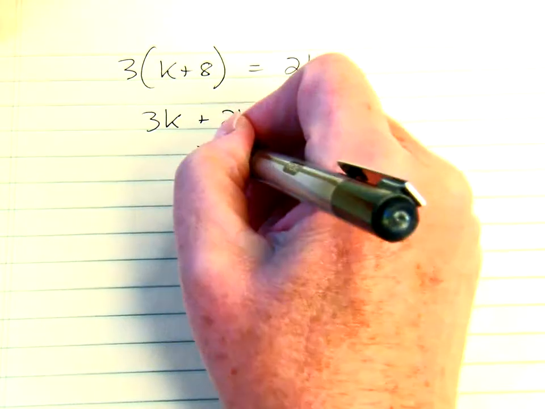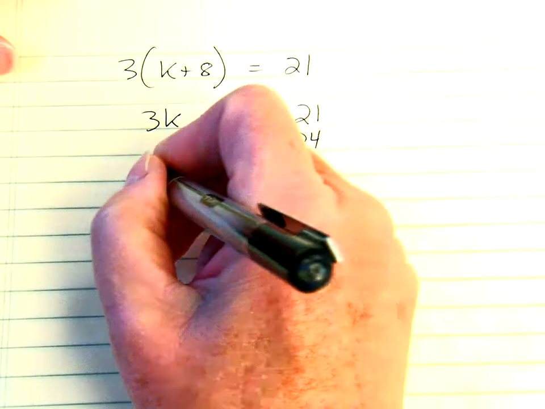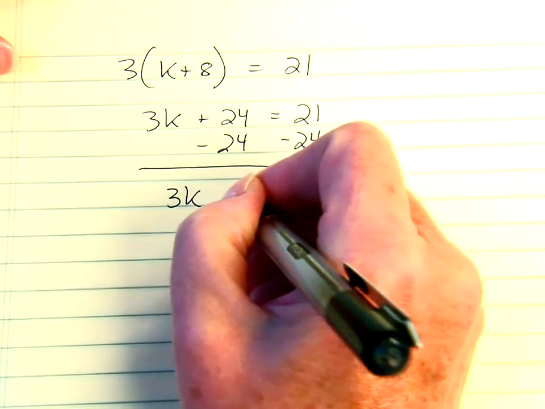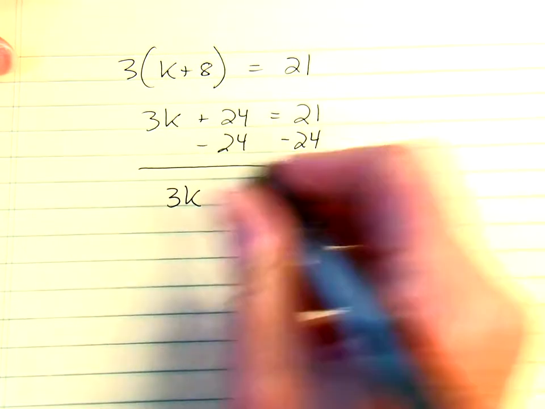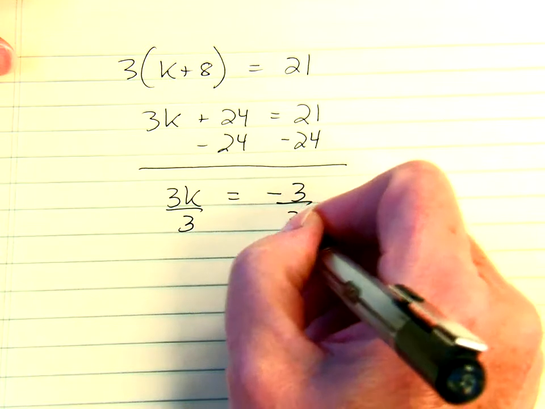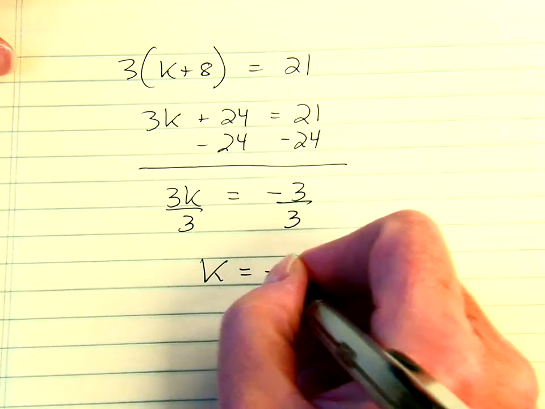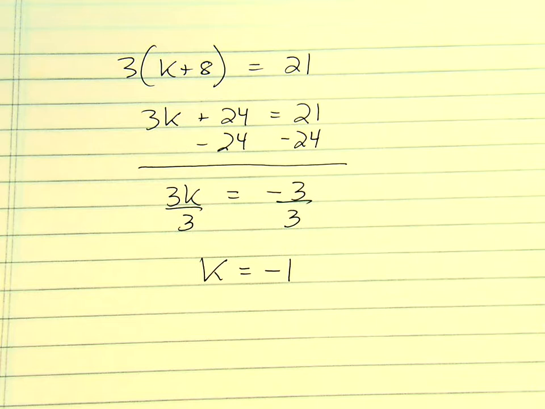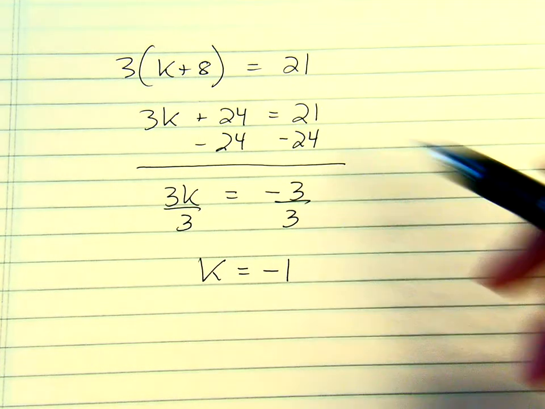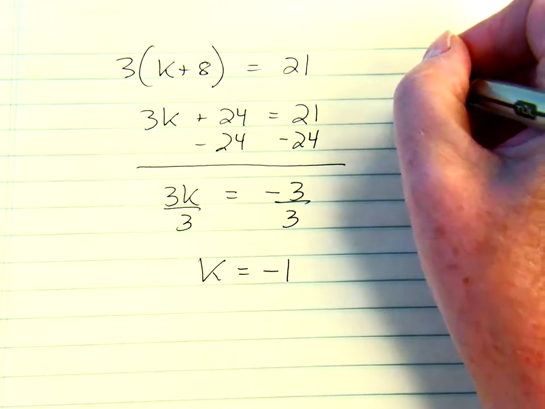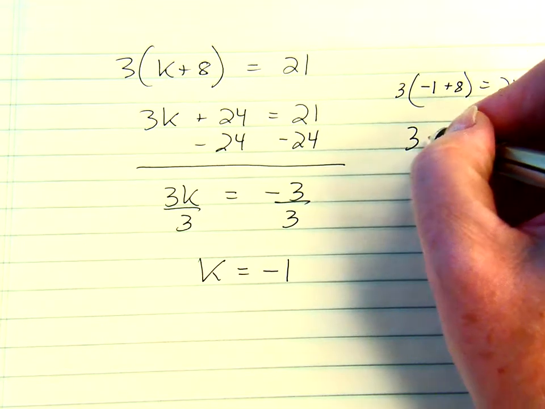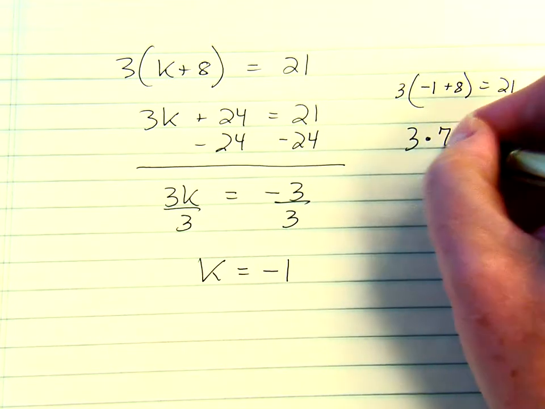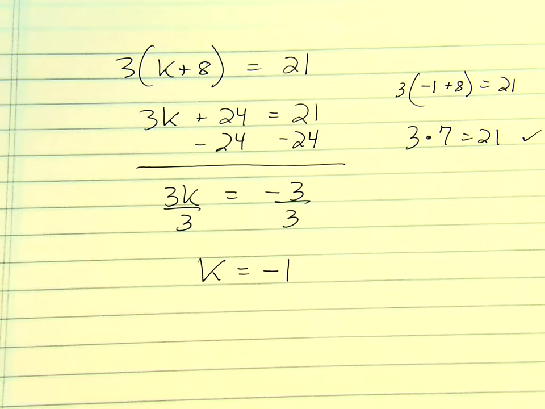We are going to subtract our 24 from both sides, leaving us with 3k equals, and 21 minus the 24 is going to give us a negative 3, dividing both sides by 3, giving us k is equal to negative 1. And once again, if you have any questions or doubts, you should always follow up with just a really quick check. This would be so easy to just say 3 times negative 1 plus 8 is 7 equals 21. It's absolutely a very fast check.